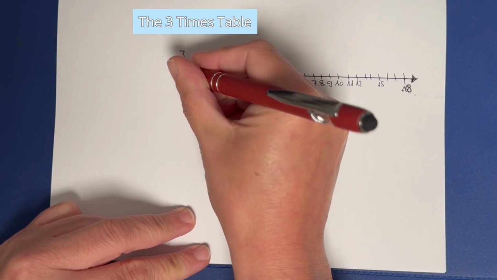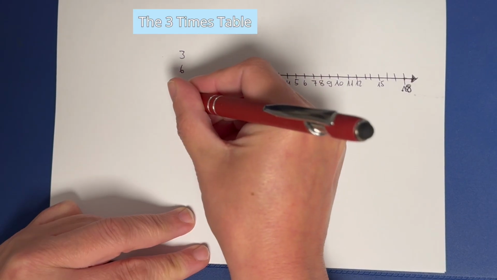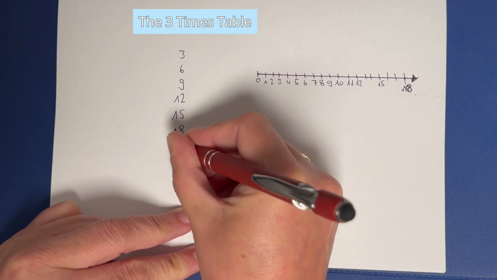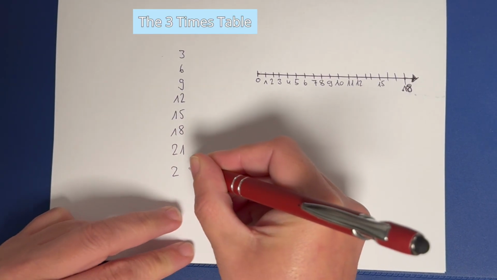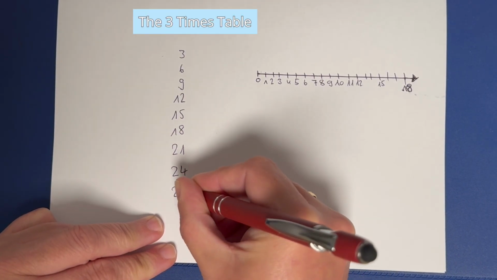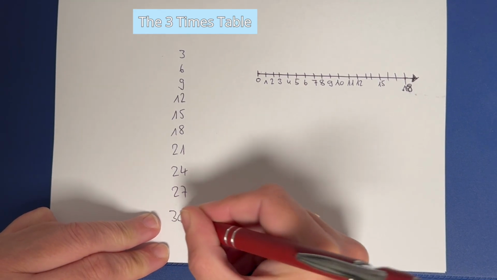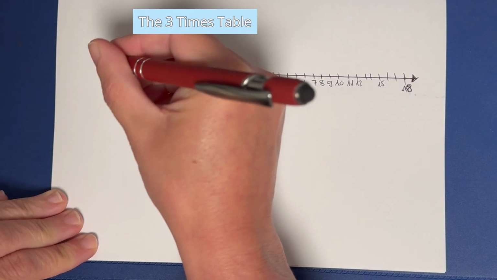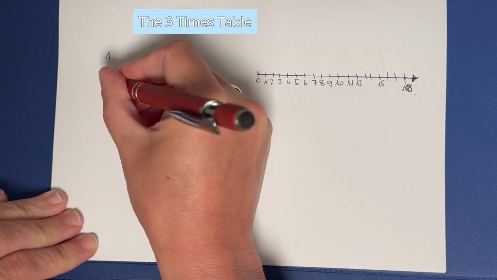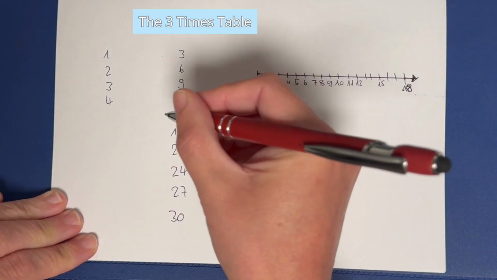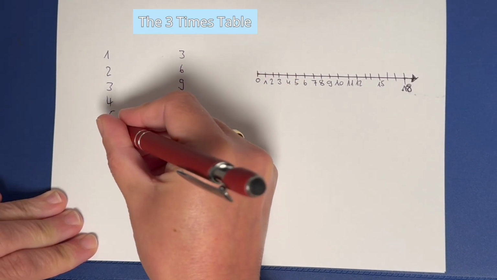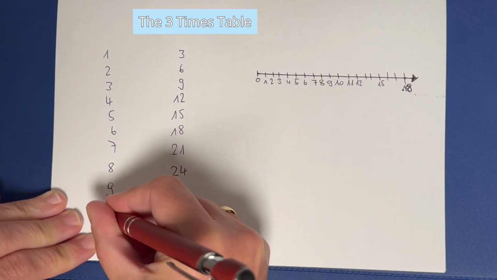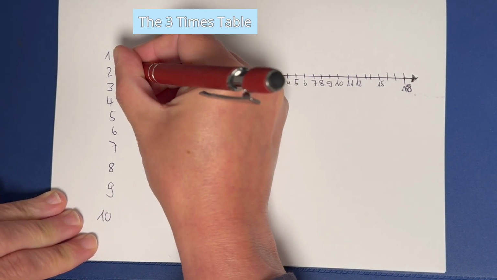They are 3, 6, 9, 12, 15, 18, 21, 24, 27, and 30. And from counting, we already know how to start. 1, 2, 3, 4, 5, 6, 7, 8, 9, 10.